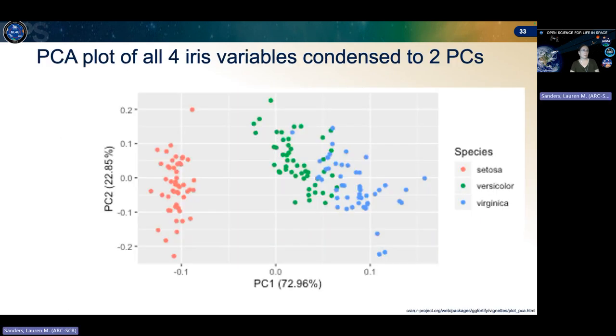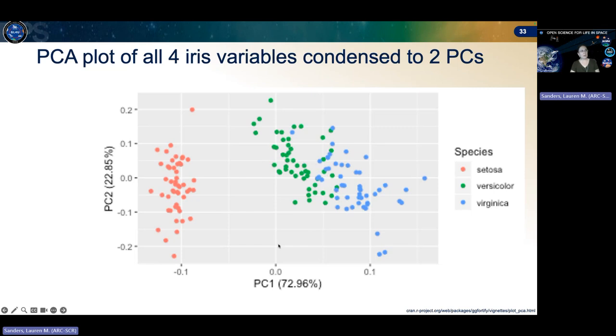So now if we were to take a look at a PCA plot of all four iris variables condensed into two principal components. Here, the first principal component, which captures 72.96% of the variance, so pretty good, a lot of variance in the data set, is along the x-axis, and the second principal component, which captures 22.85%, is along the y-axis. So this is now a scatter plot where each of the points is an iris sample.